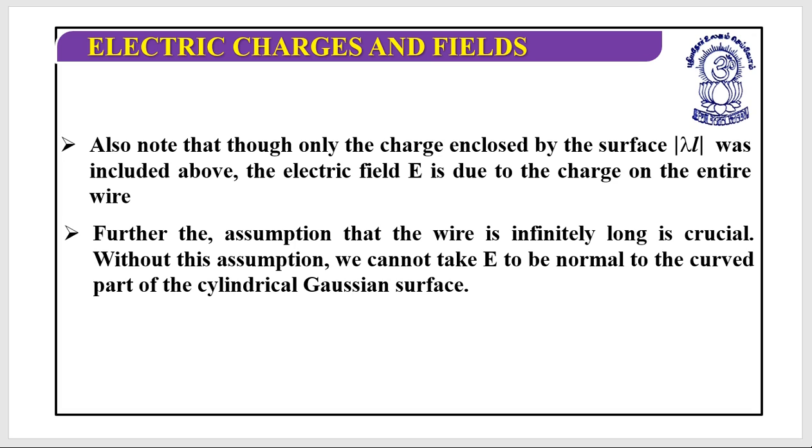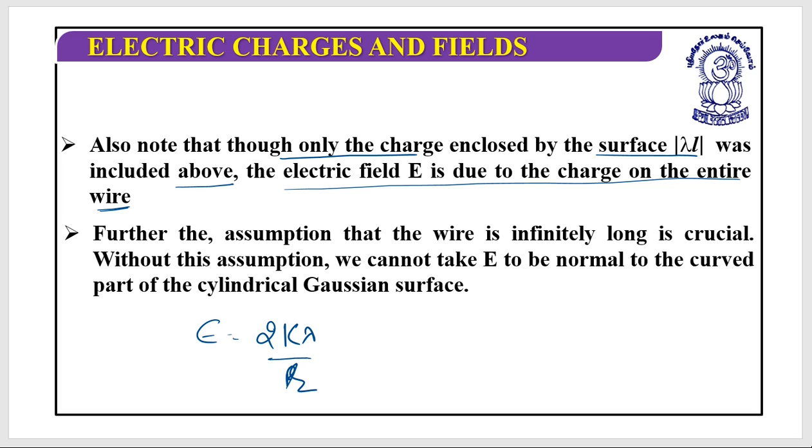One more thing. You should note that the electric field E is due to the charge on the entire wire. You need to consider the total charge on the entire wire. We have considered the charge on the entire wire, and what we get as a result is 2k lambda divided by r, where r is the distance from the wire. Are you clear up to this?